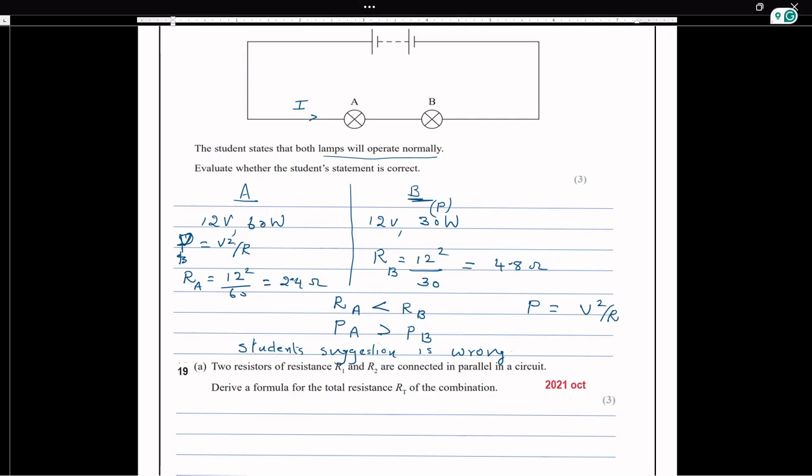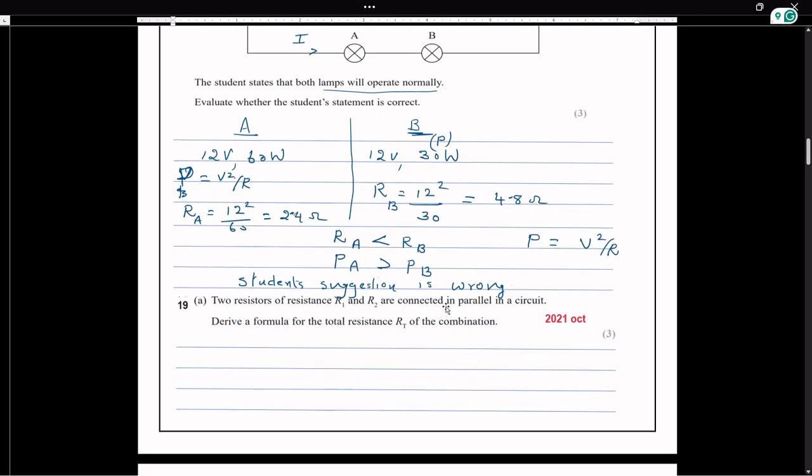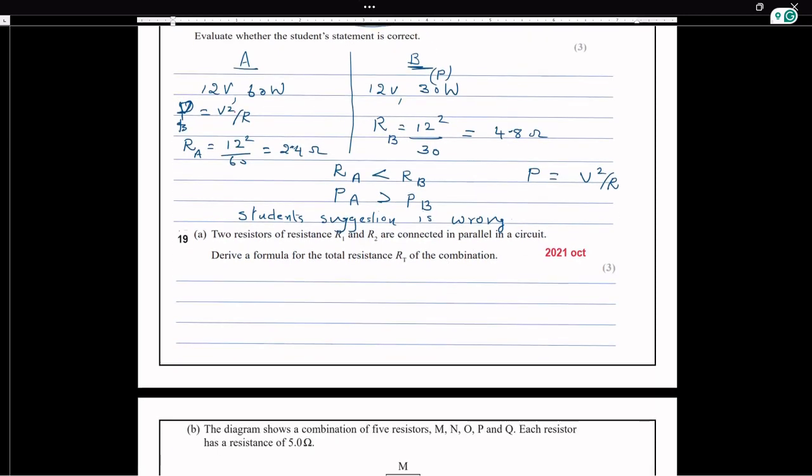Because their powers are not the same. Now let us move on to the next question.